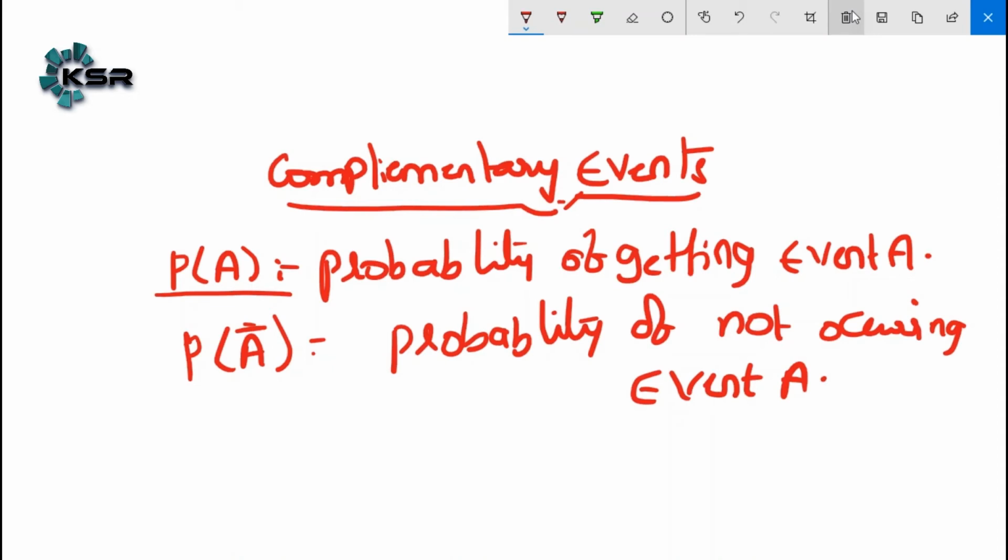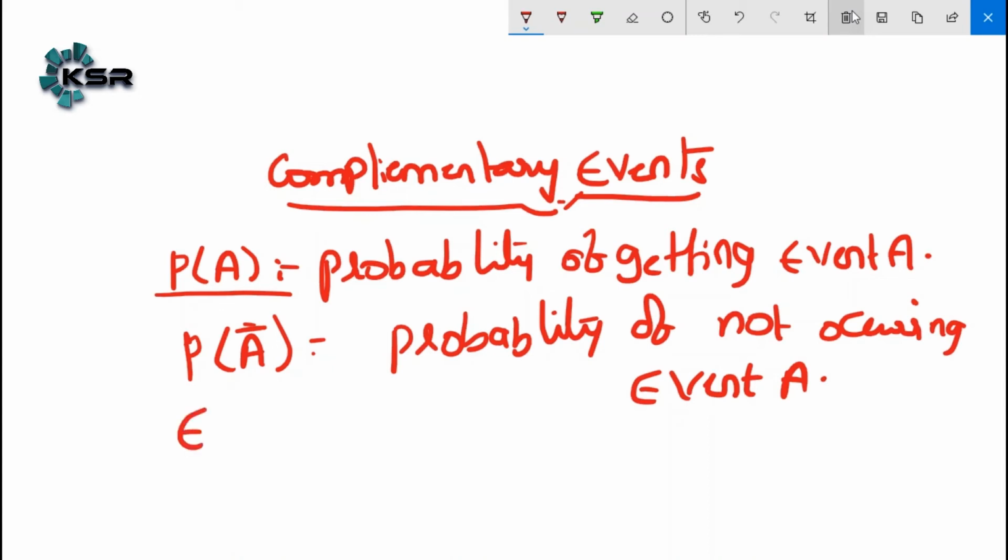Here in this case, let's say as an example, there is a 70% probability that rain is going to happen today in Bangalore. What is the probability of the rain not happening? 30%. So the total probability should be equal to 1. Probability of occurring plus probability of not occurring should be equal to 100%. That is nothing but 1.